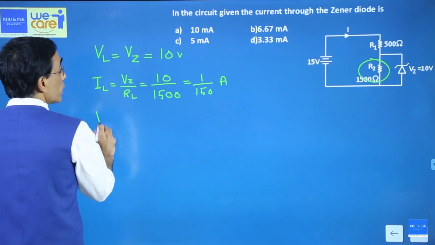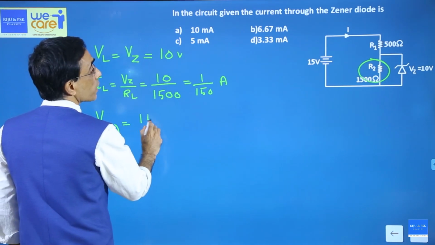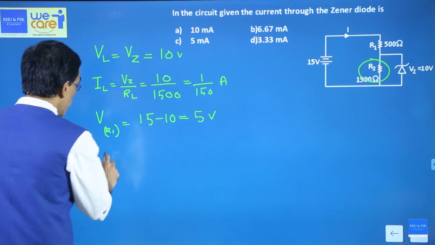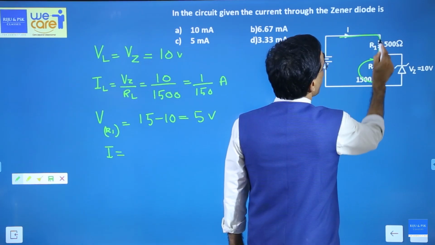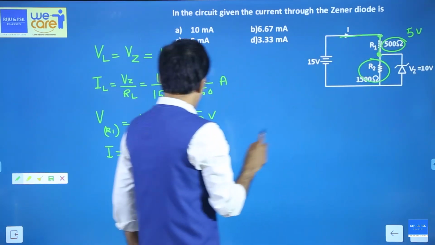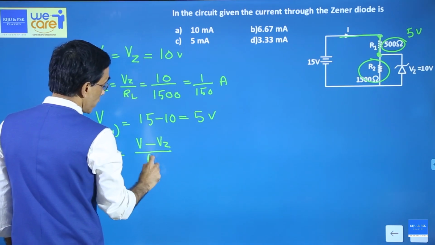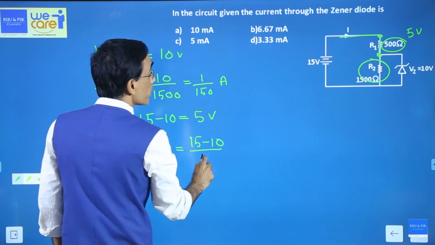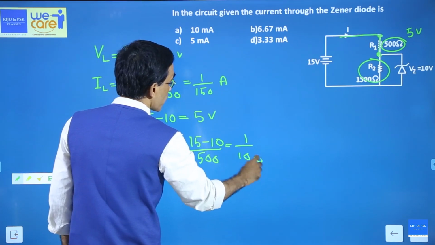Now what is the voltage across the resistance R1? Voltage across resistance R1 is nothing but 15 minus 10, which is equal to 5 volt. So what is the current I? How to find current I? This current I is flowing through this resistor, and you know the voltage across this resistor is 5 volt and the resistance is 500 ohm. So the equation is V applied minus Vz divided by Rs, that is 15 minus 10 divided by 500. That is 5 by 500, which is 1 by 100.